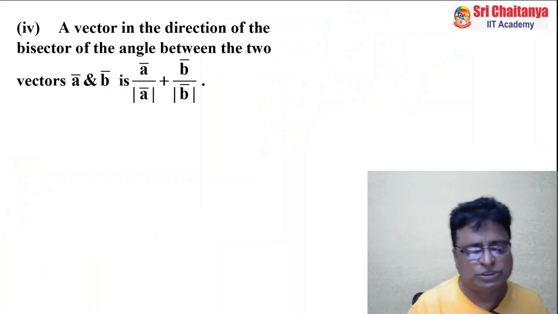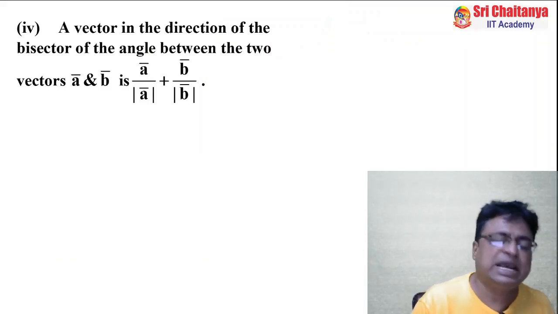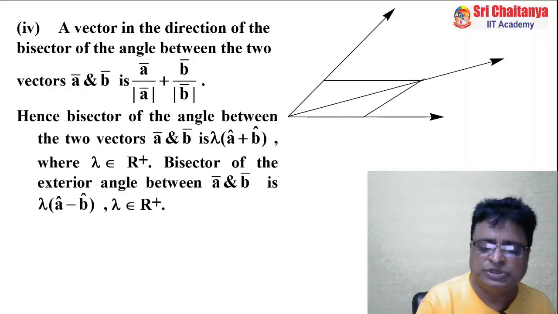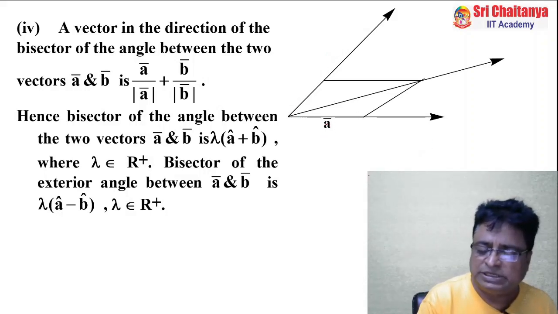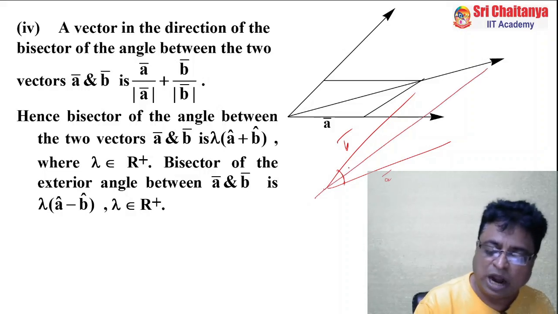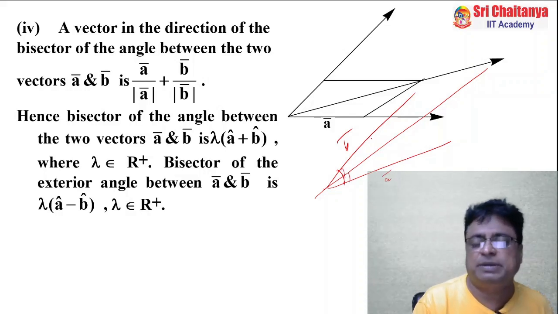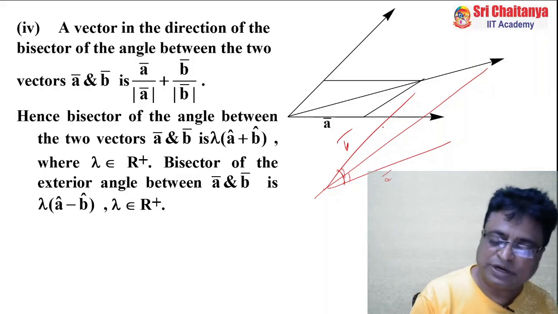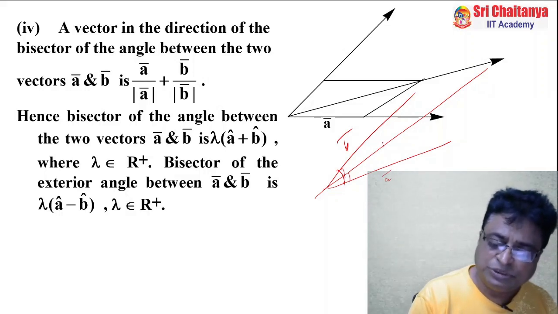Now the most powerful concept in vector algebra is angular bisectors. So please practice these two formulae. Suppose a bar is this vector and b bar is this vector, and this is the angle between a bar and b bar. The vector which bisects the angle between a bar and b bar is called the angular bisector of a bar and b bar. It's very simple. But what is the original definition of angular bisector? The locus of the point which is equidistant.